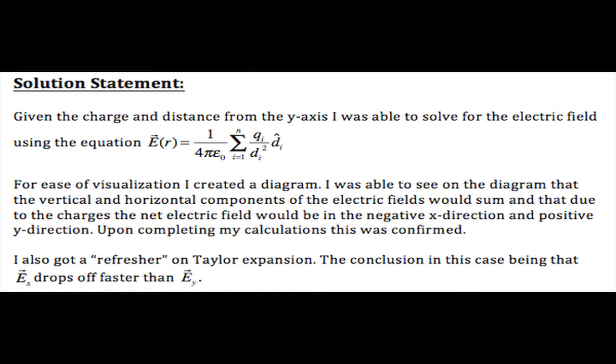So given the charge and distance from the y-axis, I was able to solve for the electric field using the equation listed here. Right off the bat, visualizing this with the diagram, I was able to tell that this was going to end up heading in the negative x and positive y direction. And upon completing the calculations, this was confirmed. And I also got a refresher on the Taylor expansion and the ultimate conclusion to that, in this case being that E vector in the x direction drops off faster than E vector in the y direction.